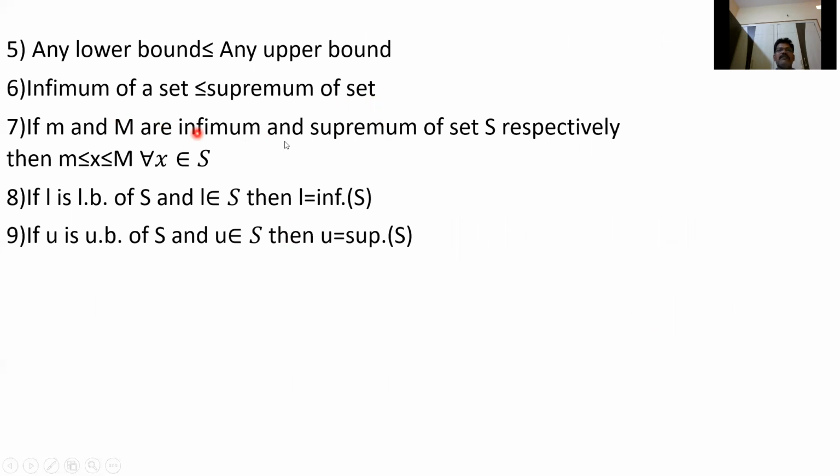And also infimum is always less than or equal to supremum. Suppose if small m and capital M are the infimum and supremum of set S respectively, then m is less than or equal to X by definition, because m is infimum means it is the greatest lower bound. m is a lower bound, so m is less than or equal to X. M is an upper bound because supremum means it is an upper bound and also the least upper bound. So m is less than or equal to X less than or equal to capital M, because it is an upper bound. So every number in S is always between m and M.